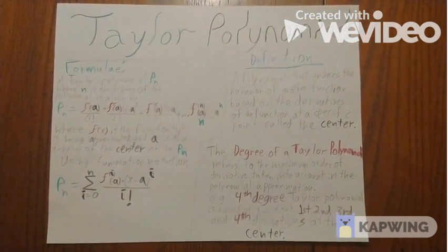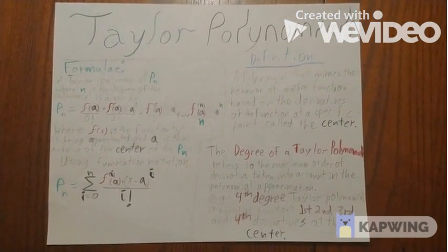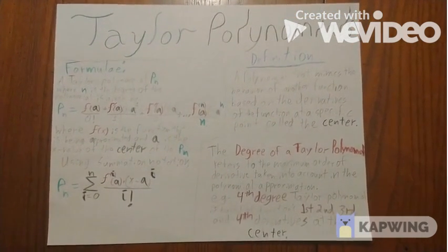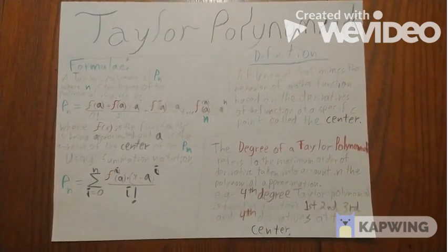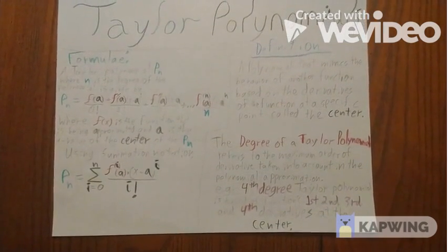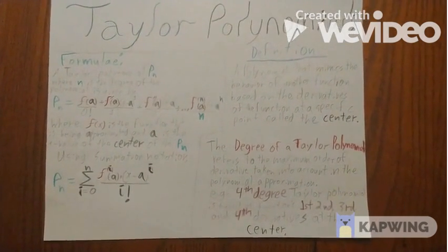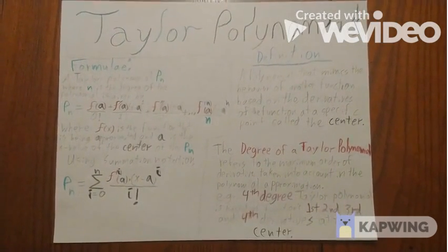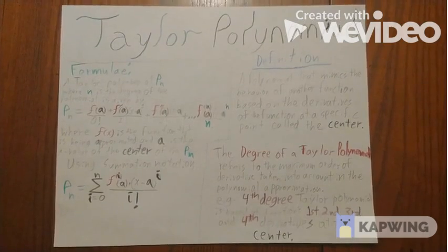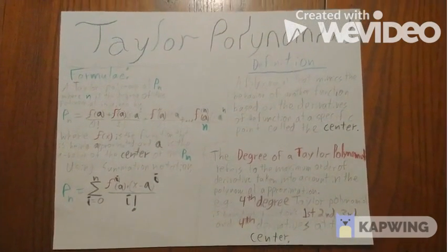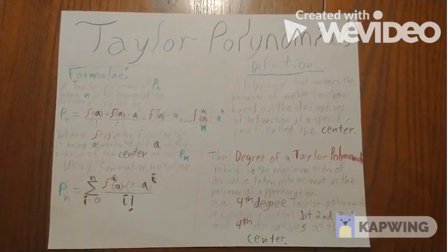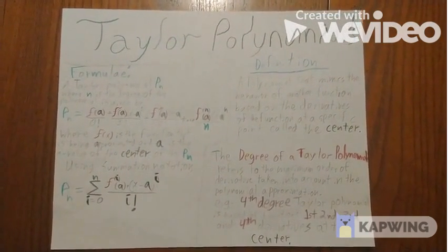A Taylor polynomial is a polynomial function that mimics the behavior of a non-polynomial function. They are constructed by looking at a specific point known as the center on the non-polynomial function, and constructing a polynomial that shares the same first and second and however many derivatives you want to take of the original function, and therefore it takes on the same behavior as the non-polynomial function because it shares similar derivatives.